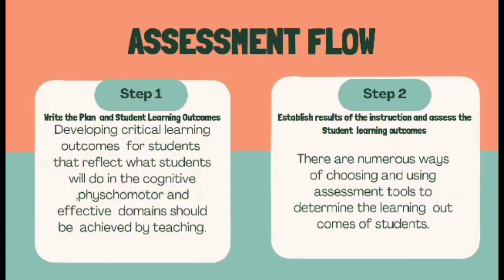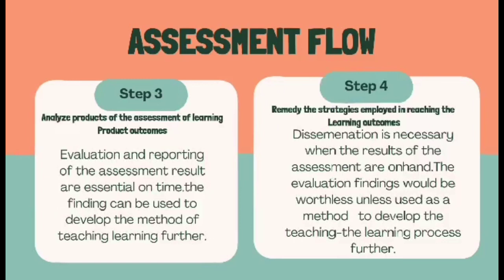Number 2 is establish results of the instruction and assess the student learning outcomes. There are numerous ways of choosing and using assessment tools to determine the learning outcomes of students. Number 3 is analyze products of the assessment of learning outcomes. Evaluation and reporting of the assessment results are essential on time.